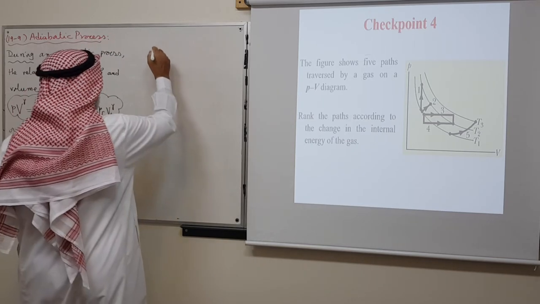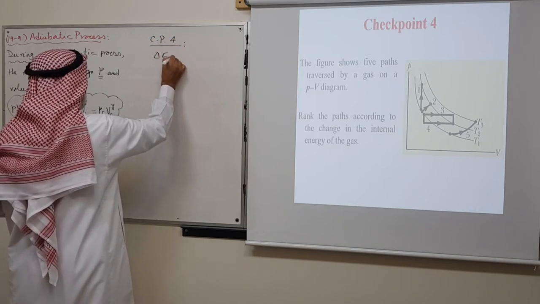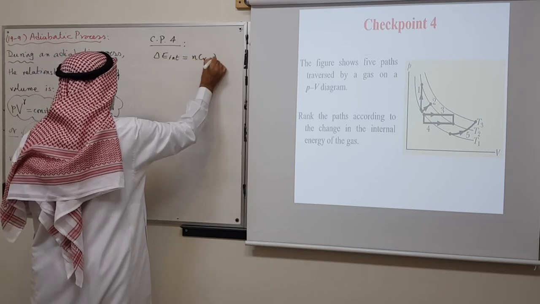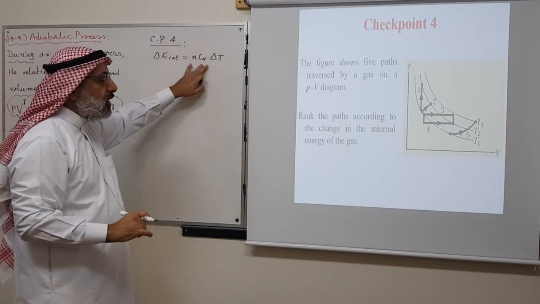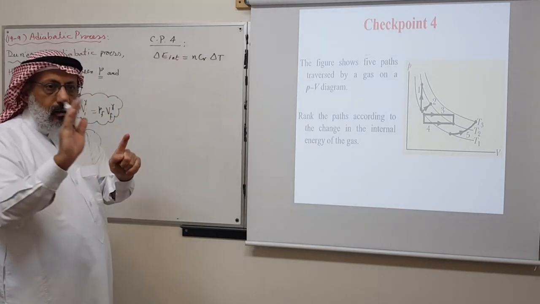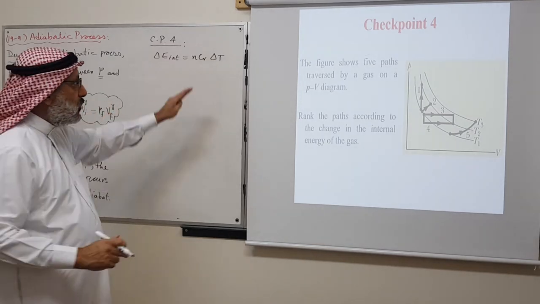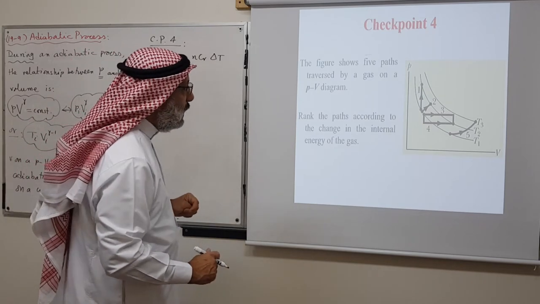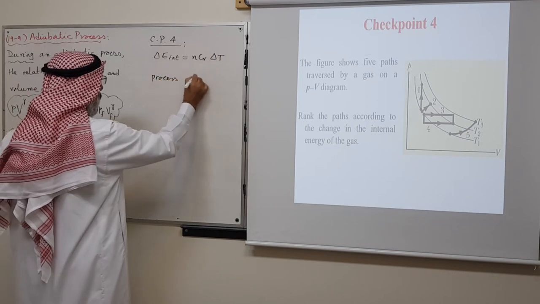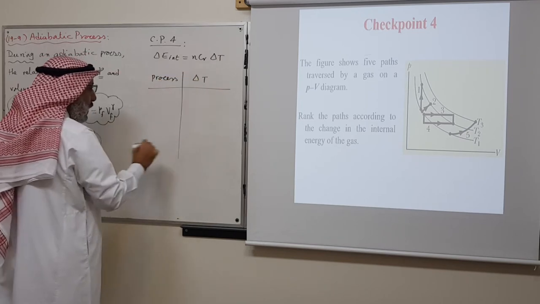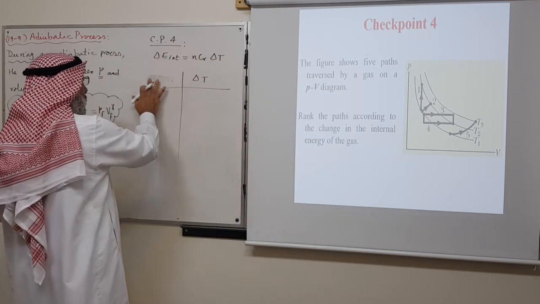Well, the change in the internal energy of the gas for any process, delta E internal, is equal to nCV delta T. Well, n is the number of moles, constant. CV is constant. We are talking about a particular gas. Could be monatomic, could be diatomic, whatever it is. Once we know the gas, that is constant. So what will change is delta T. Let's see the process, okay? And let's see delta T for that process. Let's say the path instead of the process.